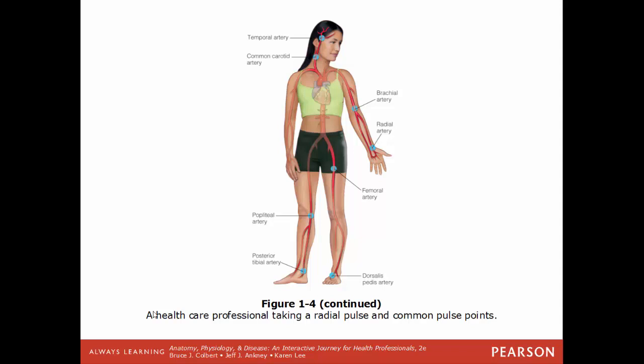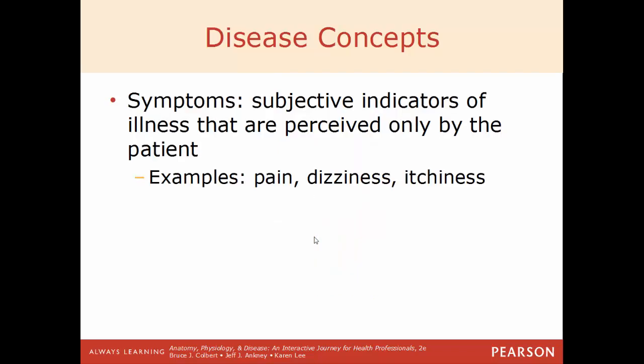Here are some common locations where you can detect a pulse. Usually it's done here, the radial artery, down by the wrist. You can also do it at the brachial, the common carotid, the femoral, and the popliteal, just behind the knees. Now, symptoms, these are subjective indicators of the illness. They're only able to be perceived by the patient. Pain, dizziness, itchiness. You can't measure pain if you aren't the patient.